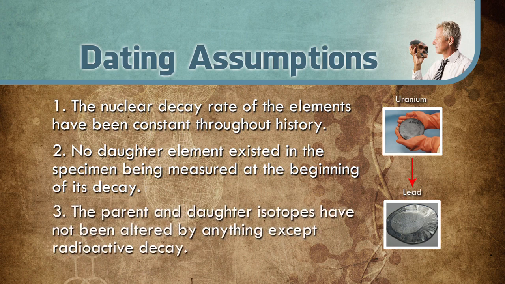Number 3, the parent and daughter isotopes have not been altered by anything except radioactive decay. In other words, the amount of the elements present in a sample haven't ever been affected by any outside element. So for example, a lava flow didn't occur which could have picked up some of an element from elsewhere and added it to the sample being measured or taken some away, thus corrupting the accuracy of the measurement. Now common sense tells us that these are pretty grandiose, presumptuous assumptions, and the older a rock is, the more time there is for these assumptions to have been violated at some point. Ironically, the dating techniques only worked with a high degree of accuracy for a few thousand years, which is what the creation model postulates for the age of the earth.